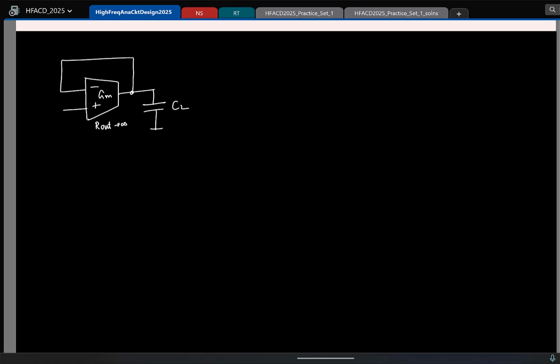And let's assume that I apply a small step delta V. Okay. The small signal step is applied, delta V of t. Assume that the capacitor CL is initially uncharged. So now can you tell me, and this is V out, by the way, V out of t.